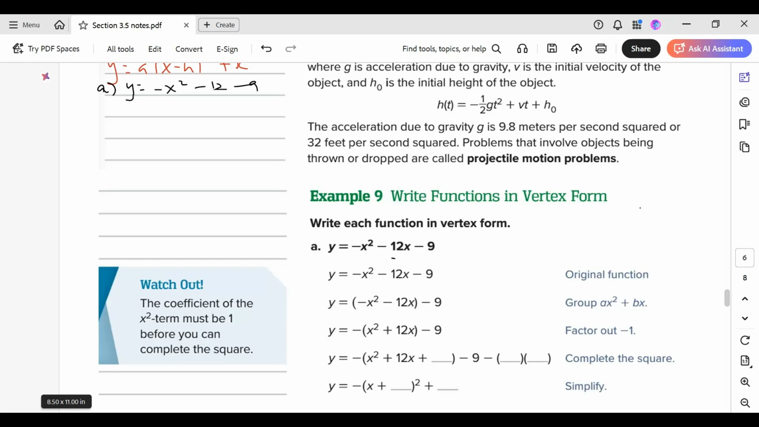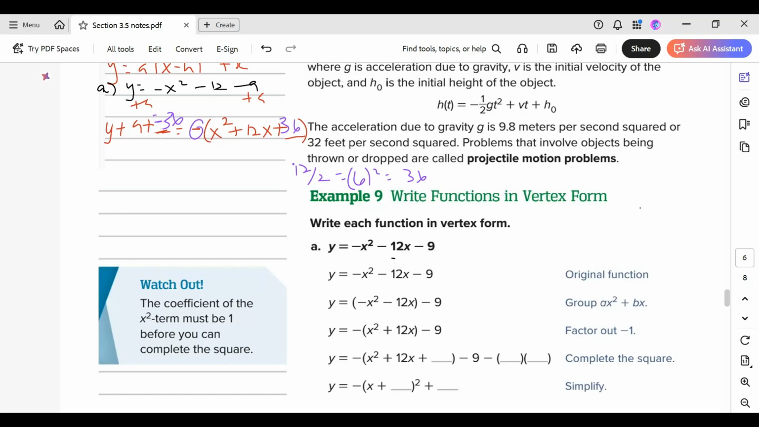The first step we do is actually add the 9 to the left side. So we become y plus 9 plus a blank equals negative parentheses x squared plus 12x plus a blank. In this process, I factored out my negative so that I can do completing the square. Completing the square says we're going to take that middle term, which is 12, divide by 2, and you get 6, which squared becomes 36. So I'm adding 36 to the inside, but because I have that negative on the outside, it's going to be negative 36 to the left side.